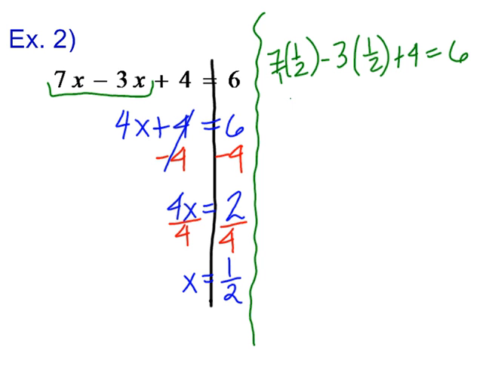And 7 times 1 is 7, and 1 times 2 is 2. Same thing with 3. Put it over 1. Bring down the minus sign. 3 times 1, that's our numerator. 1 times 2 is 2. Bring down the plus sign.